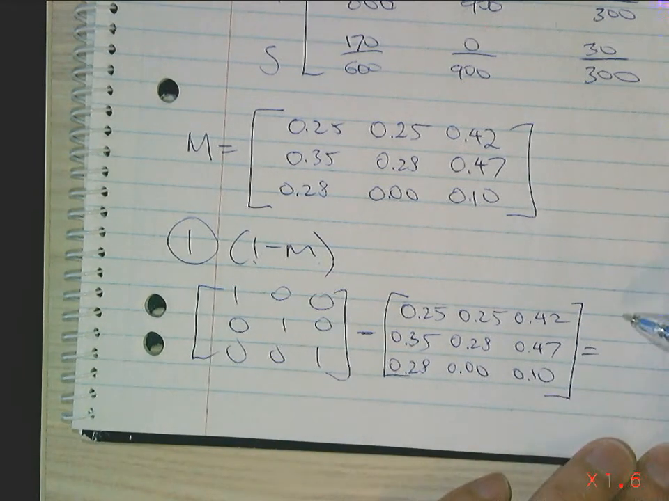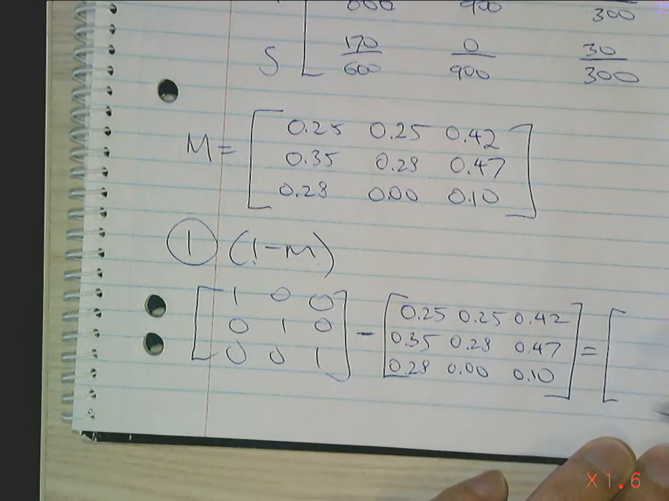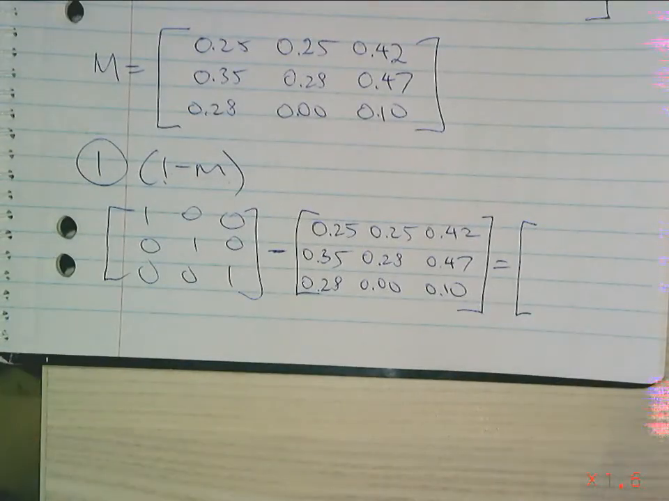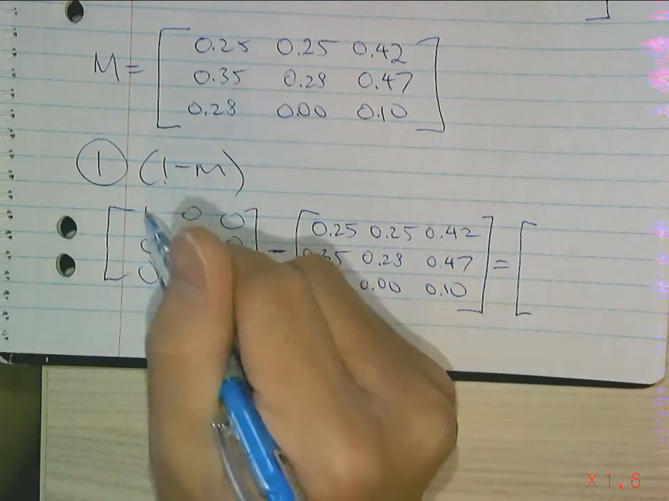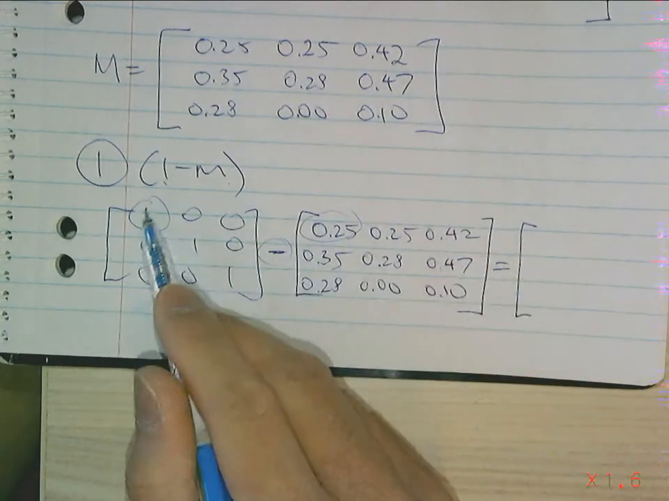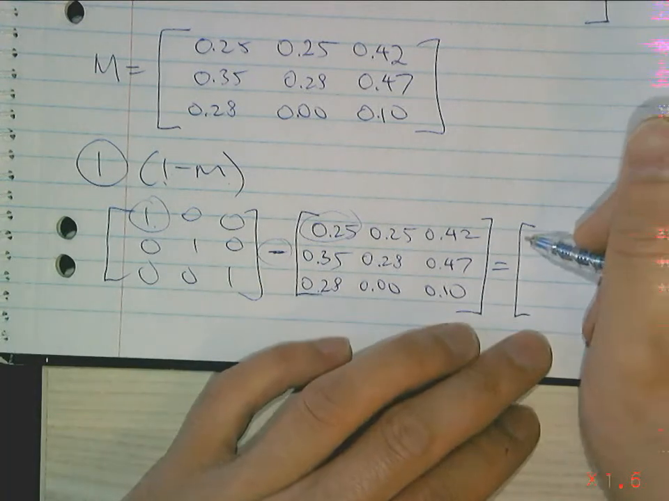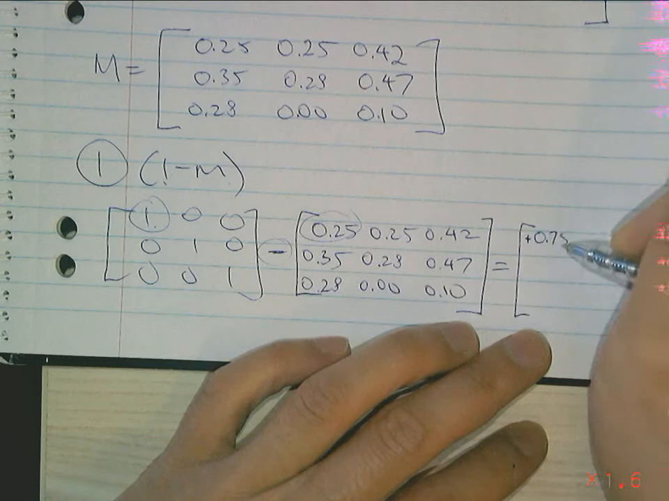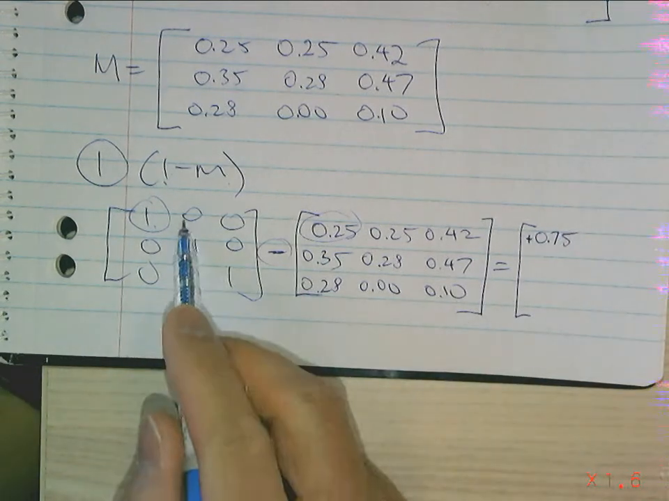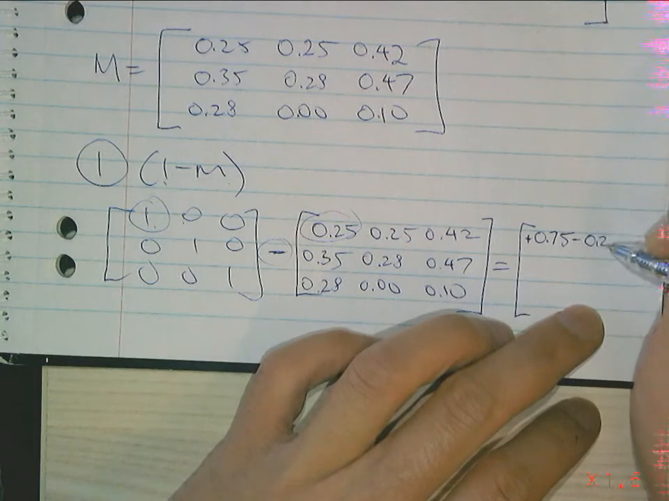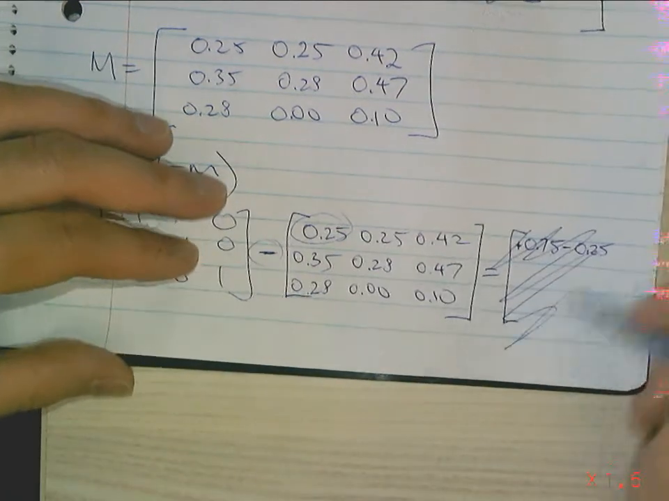I think I can squeeze it here. Let's have a look. When you're subtracting or adding matrices, it's pretty much the same: it's your first element minus its corresponding element. So 1 minus 0.25 is positive 0.75. Or 0 minus 0.25 is negative. I should have done this on another page. Actually, I will, I'm just going to start a new page here.